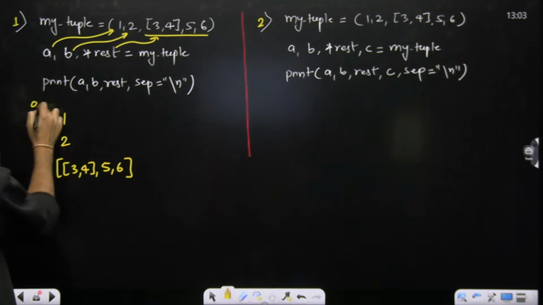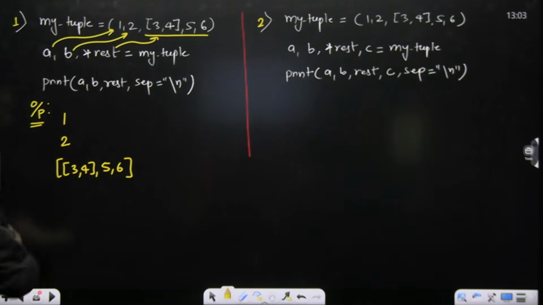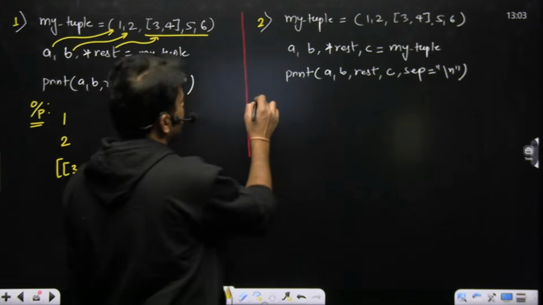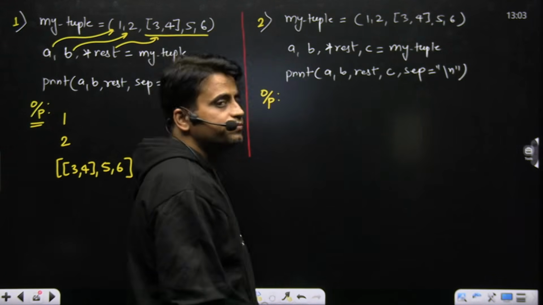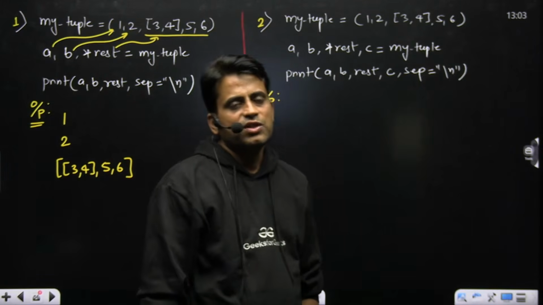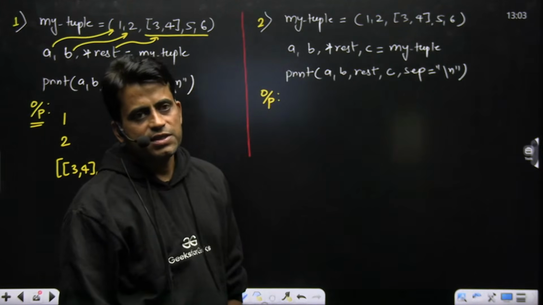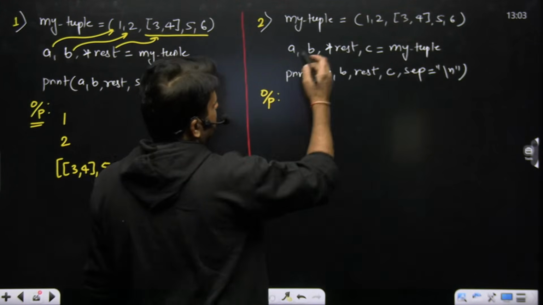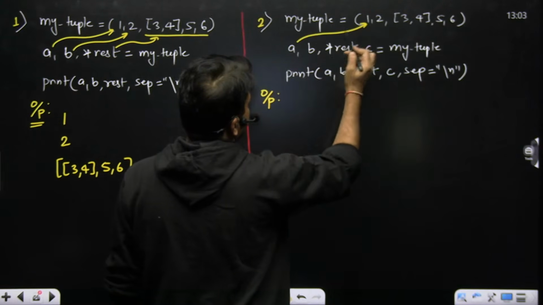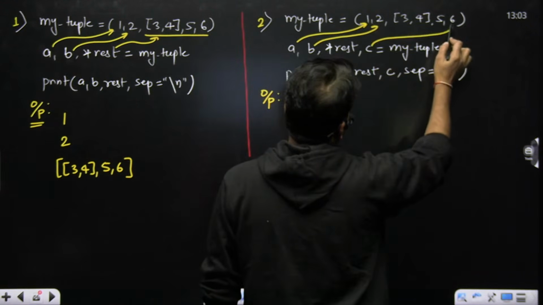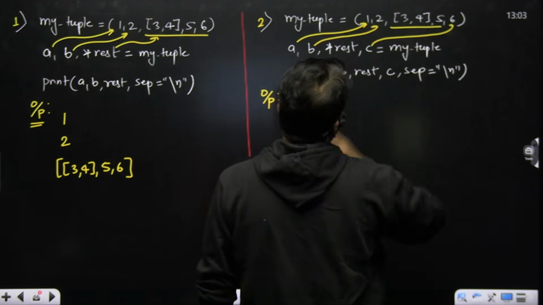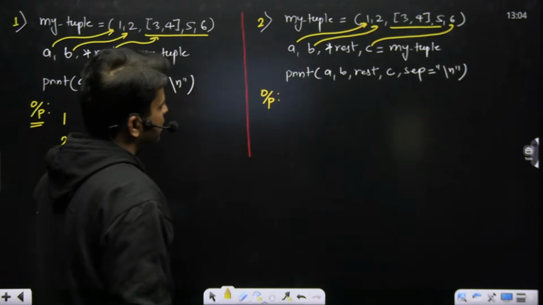So this is the output, student. 1, 2, 3, 4, 5, 6. What about this one, student? New line. By default, the end string is a new line. Okay, so unpacking from the left hand side as well as unpacking from the right hand side. C is from the right hand side. Rest of all in the form of a list, student.